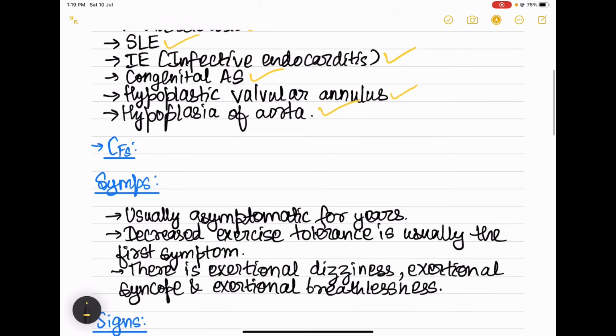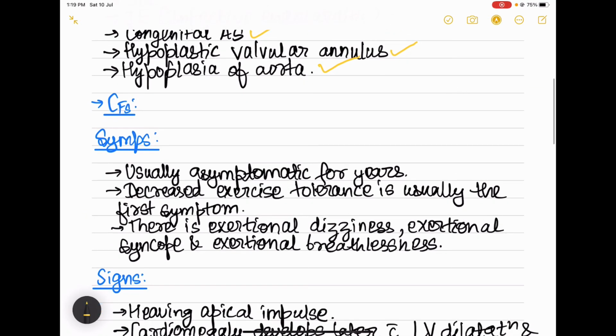Coming to the clinical features, we have symptoms and signs. Usually, the patients with aortic stenosis remain asymptomatic for years. So, the first symptom to develop will be basically decreased exercise tolerance. It can be either exertional dizziness, exertional syncope, or exertional breathlessness, that is exertional dyspnea. So, the first symptom which usually develops in these patients after remaining asymptomatic for many years is decreased exercise tolerance.